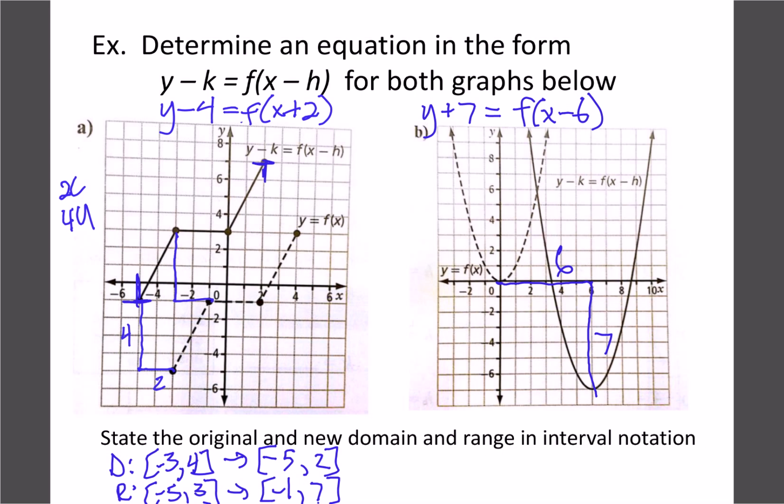So that's it for our first topic. We've got left-right translations, up-down translations. Just be really careful whether they're positive or negative so you get your direction right. You can draw the graphs, you can write the equations, you can figure out coordinates. It's all interchangeable.